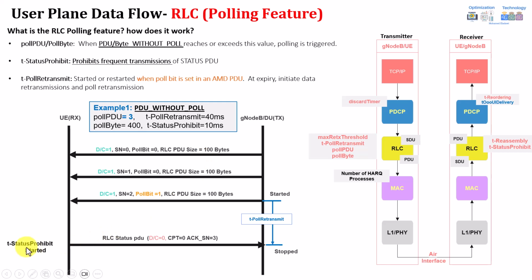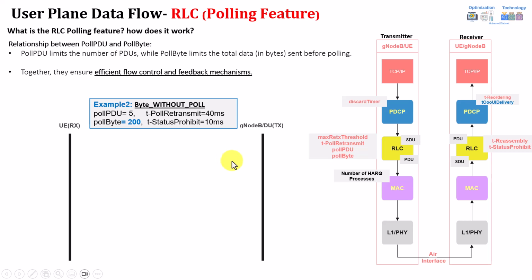Yes, it started here as you can see, and the T-poll-retransmit timer will be stopped in any case. It will be stopped when a feedback is received, whether it's an acknowledgement or a non-acknowledgement. And if it expires without receiving any feedback, the retransmission will happen for these packets. Now let's move forward. This is the second example.